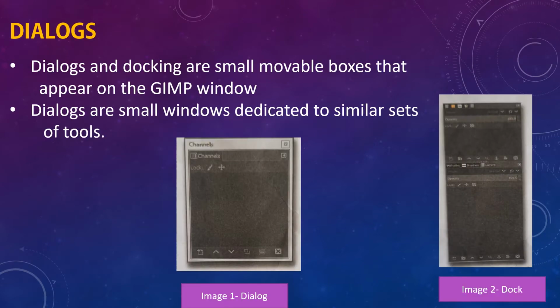So what are dialogues in GIMP? Basically, dialogues and docking are small movable boxes that appear on the GIMP window. You must have seen these dialogues and docking in the GIMP. As you can see in the picture also, in image 1, this is the dialogue, and in image 2, this is the dock. Basically, dialogues are small windows dedicated to a similar set of tools. When you group dialog boxes, a dock is created.